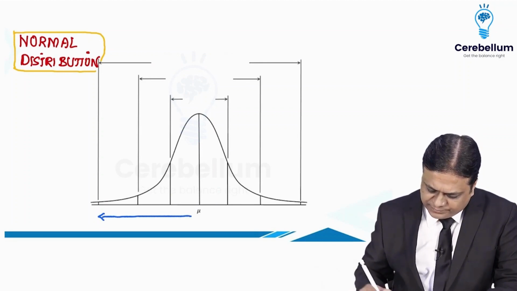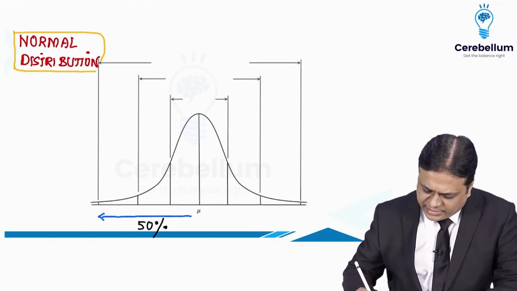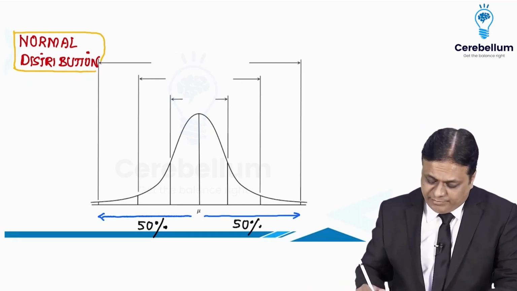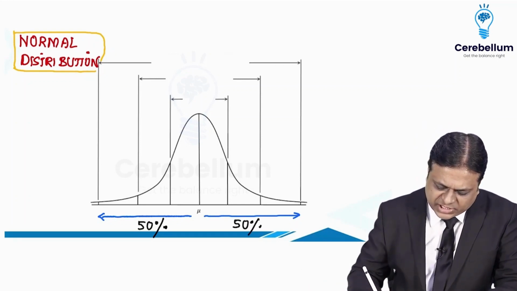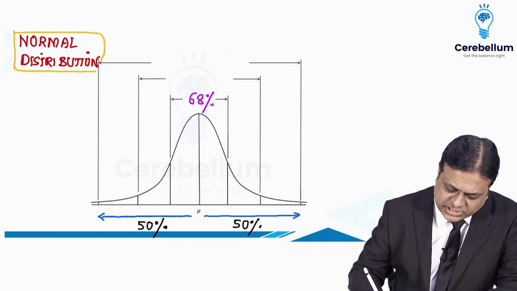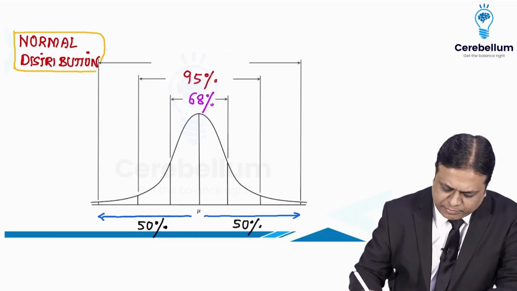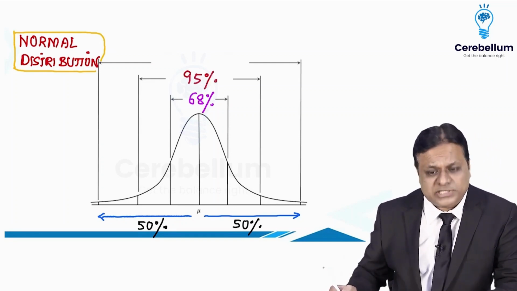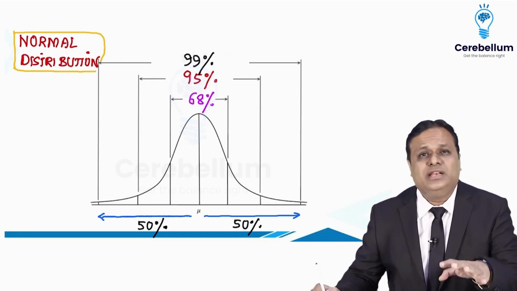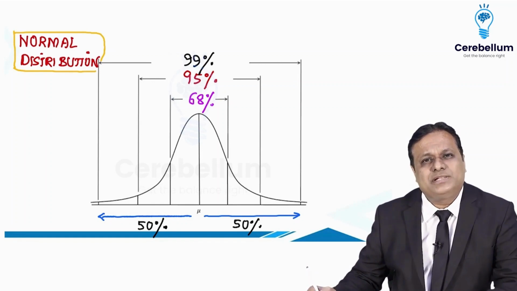50% values are below mean and exactly similar 50% values are above mean. You can see mean plus minus 1 standard deviation covers 68.3% values. Mean plus minus 2 standard deviations cover 95% values, 95.4% to be precise, and mean plus minus 3 standard deviations cover 99.7 or 99% values.